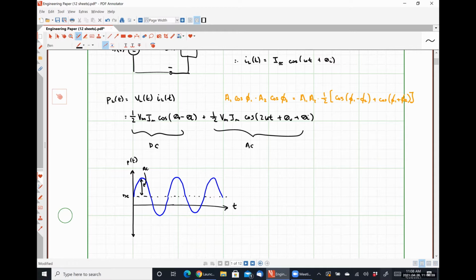Exactly half of the time, since we have a sinusoidal response here, exactly half of the time our instantaneous power is above that DC offset level, and exactly half of the time our instantaneous power is below that DC offset level. And so since it's a sinusoid, it's pretty easy to see then that that DC level is the average value of the sinusoidal function. If the DC portion weren't there, then the average value of the sinusoidal function would be 0.